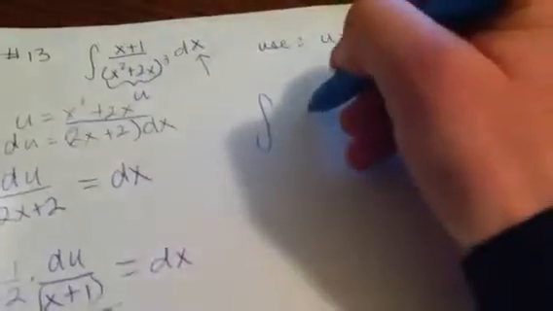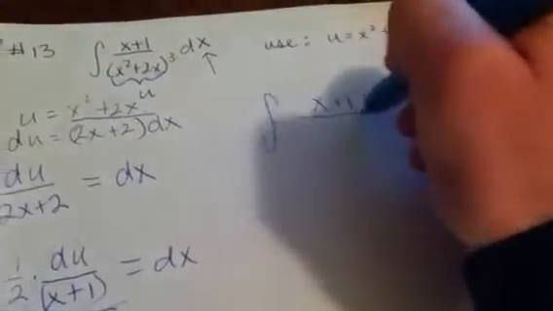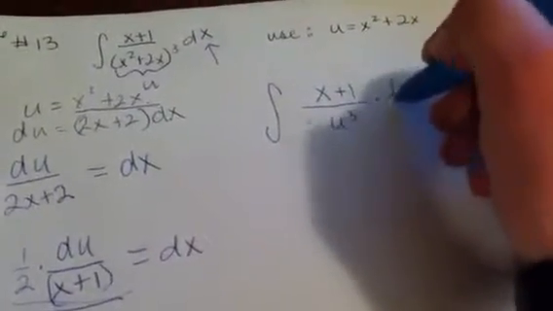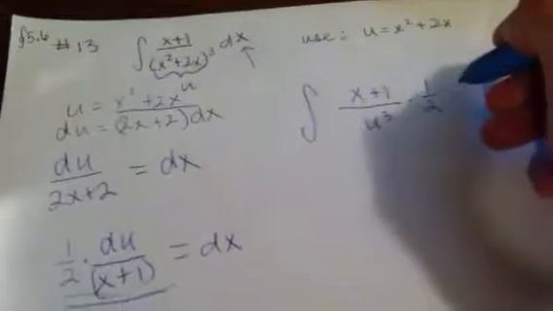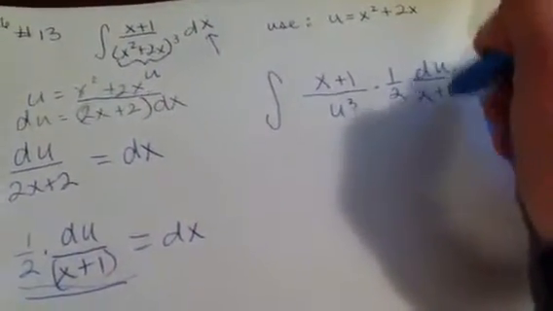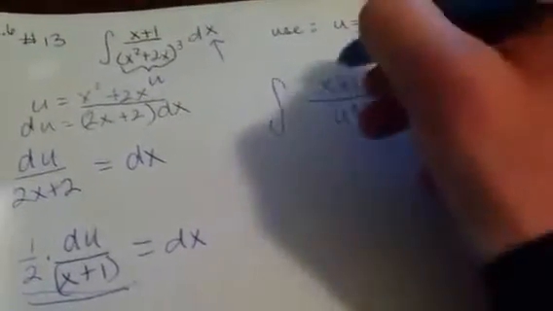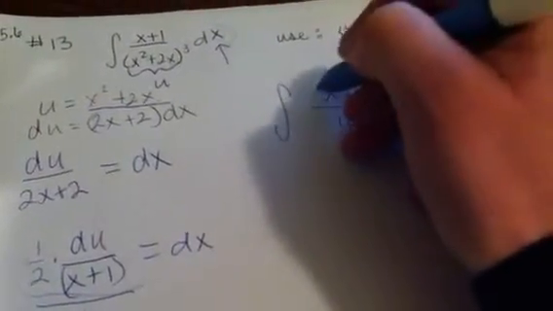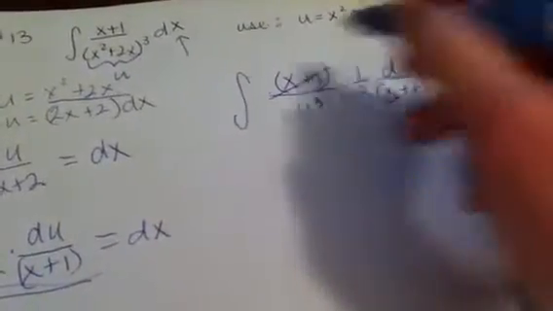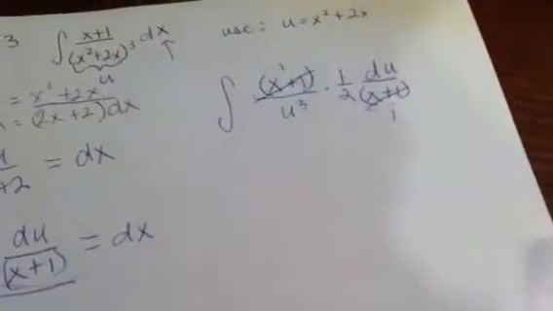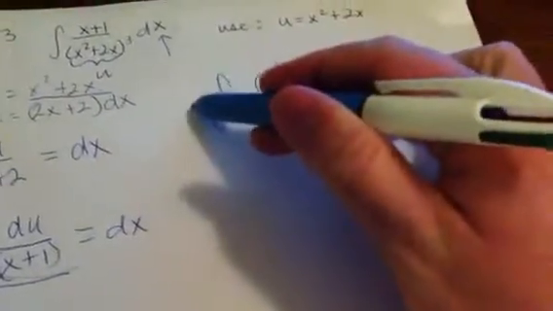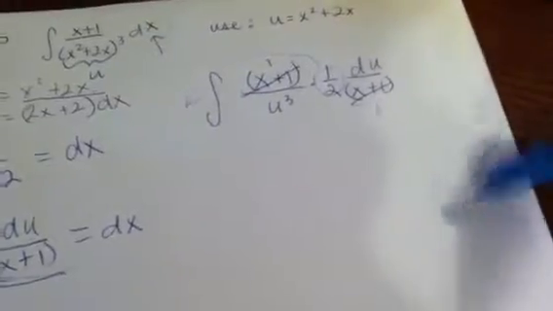So the integral now is x plus 1 divided by u cubed times 1/2 du divided by x plus 1. And if you notice, we have an x plus 1 in the denominator and a factor of x plus 1 in the numerator, so we can cancel those. And we're left with 1s there. We have this 1/2 that we can bring out of the antiderivative because it is a constant.